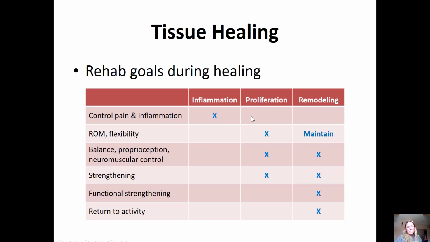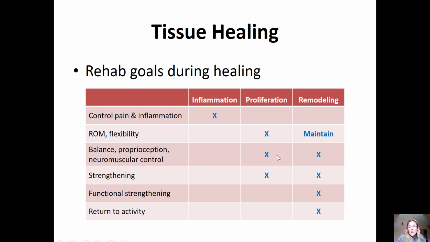You can see here as far as the rehab goals during those three phases. So what can we do during the inflammation phase? Not a lot, okay? The only thing that we can really do is tell them you need to control your pain, if they're taking pain meds or whatnot, and we want to try to control that inflammation that's going on. So during that first week, there's no exercise recommended, okay?